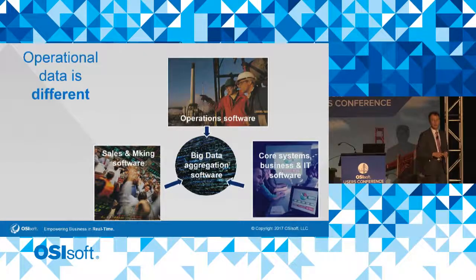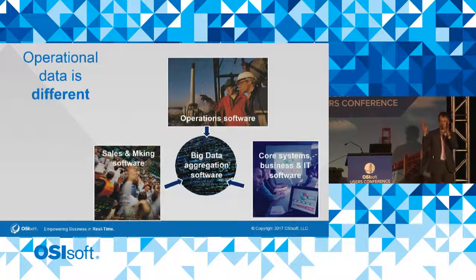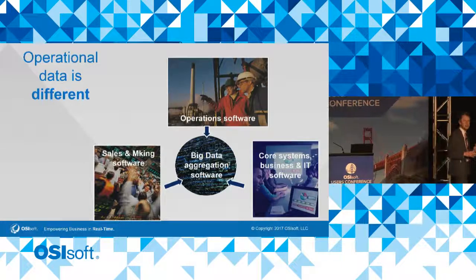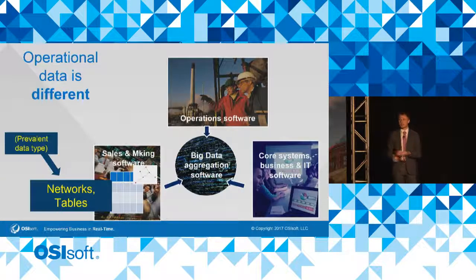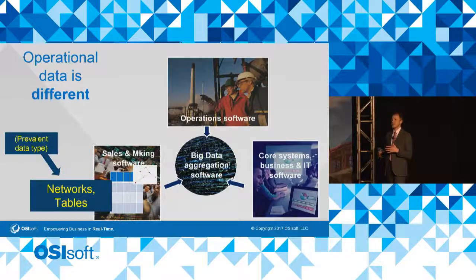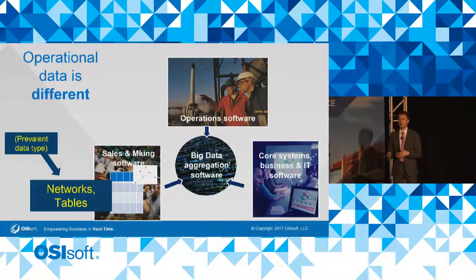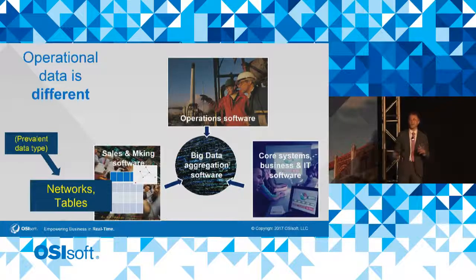Okay, operational data that exists in that top area is actually quite a bit different than the other zones. So sales and marketing software, if I were to say there's a prevalent data type for it, exists in networks and tables. I'm talking about like a social network, who's linked to who. That's very important if you're going to be selling. Relationships are very important to that. Marketing, same thing there. Tables of data.